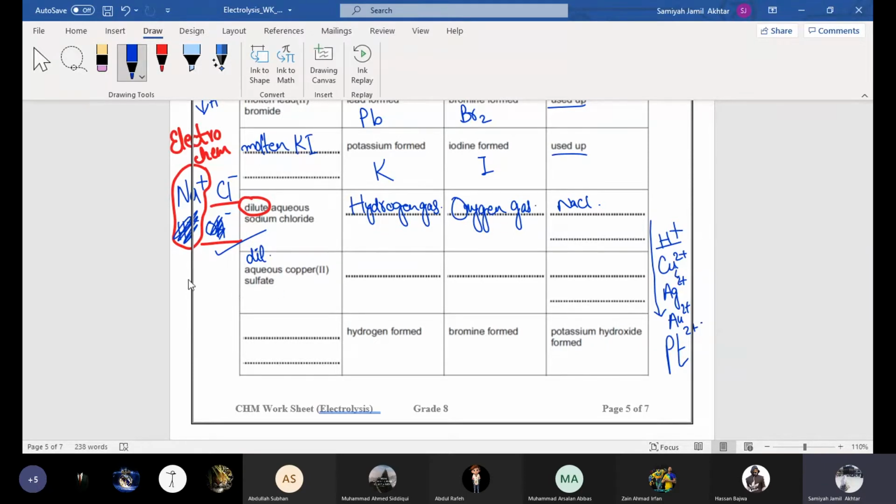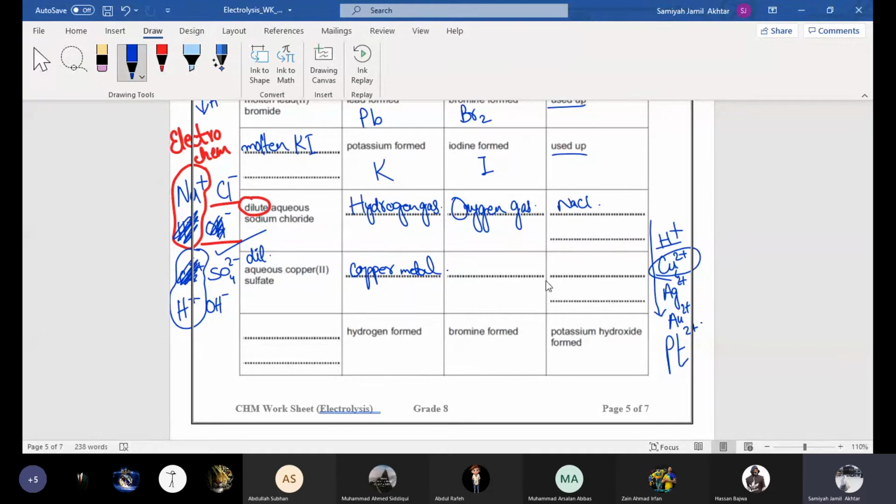Now tell me which one will discharge? Copper. We have copper sulfate, copper and sulfate ions, hydrogen ions, and hydroxide ions. From these two, copper is at the lower position, so it will discharge. So we get copper metal formed.